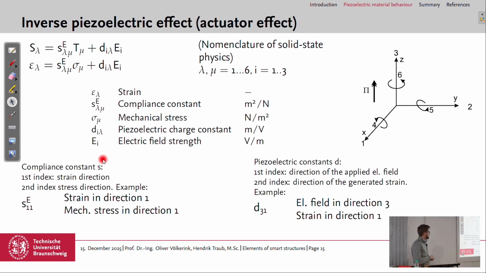And again, with the 2 indices, we have the compliance constant S. The first index is the strain direction, and the second one is the stress direction. So S11 would be strain in 1 direction and mechanical stress also in 1 direction at a constant electric field. And for the piezoelectric constant d, the first index is the direction of the applied field, so again 3 direction in this case, and the second index is the direction of the generated strain, so the 1 direction in this case.